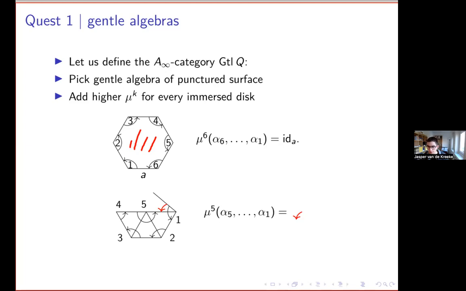So, for instance, the first angle here comes from outside, and the result is this angle I've drawn here in red. So this is the way that the A-infinity products work for GTLQ. What is important to realize here is you're not supposed to cover punctures. So if you have multiple polygons stitched together, and in the middle there's a puncture, and you draw all these angles around here, the higher product of those is simply 0 because there is a puncture in the middle.